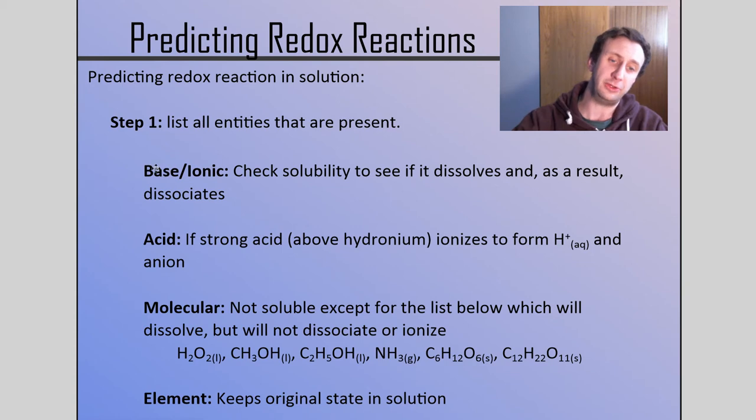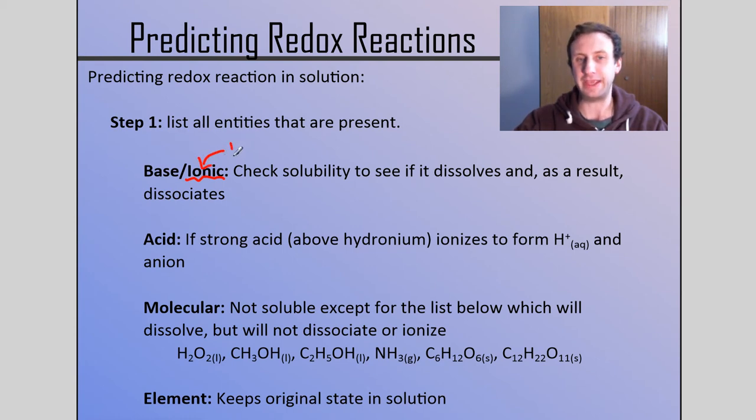The first thing that you're going to do is figure out, for each chemical, what type of chemical it is. So if it's a base or ionic, and really I mean if it's ionic, you're going to check the solubility table and see if it dissolves. The first question you might be asking yourself, if you don't remember grade 9 or grade 10 or Chem 20, is how do I know something's ionic?